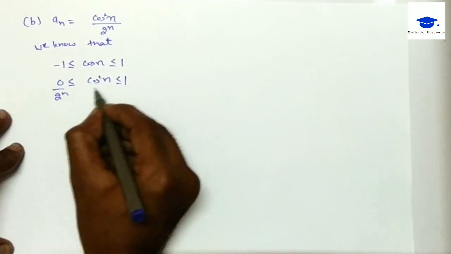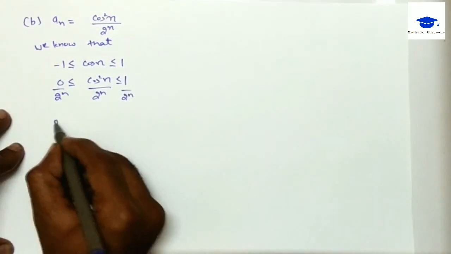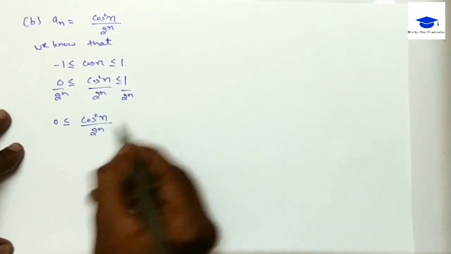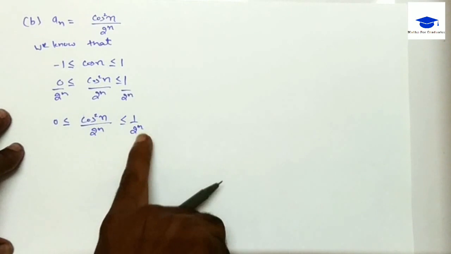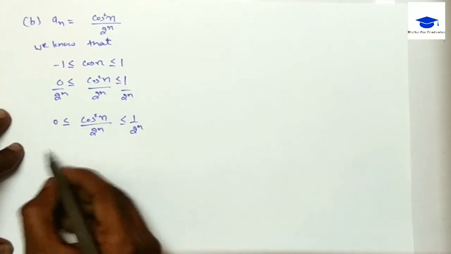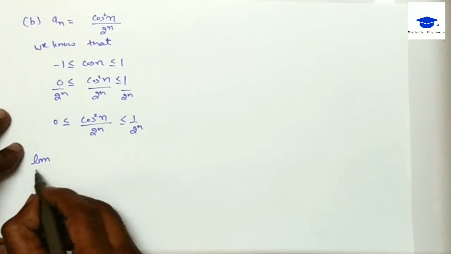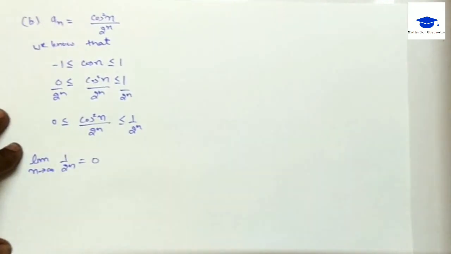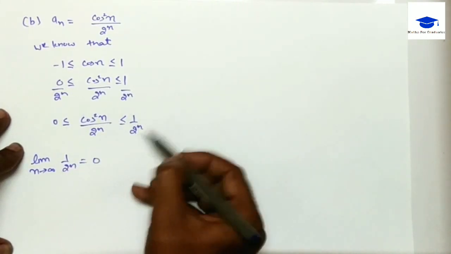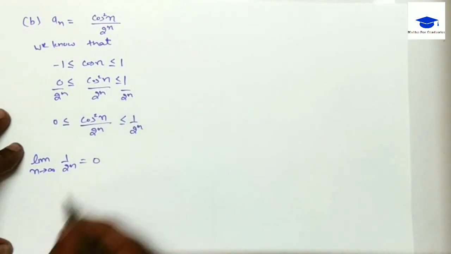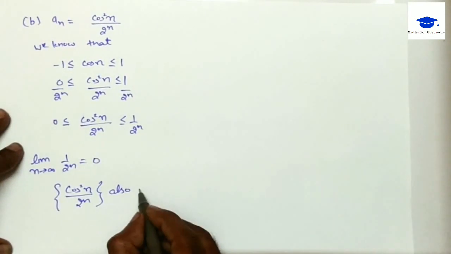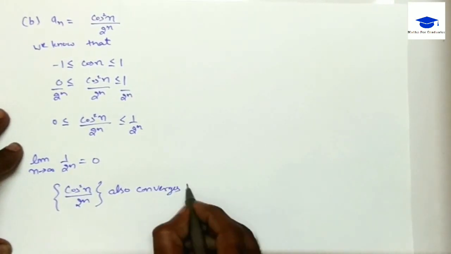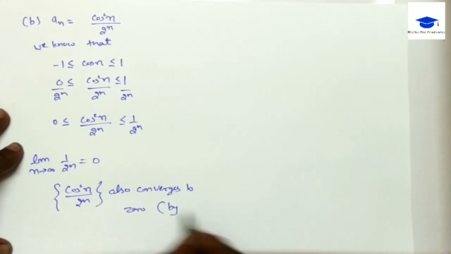On dividing by 2 raised to power n on both sides, the given sequence always lies between 0 and the sequence whose nth term is 1 over 2 raised to power n. This is a geometric series. If we take the limit of the nth term of this geometric series, it equals 0. Hence this sequence also converges to 0. Therefore the sequence cos square of n over 2 raised to power n also converges to 0 by the sandwich theorem.